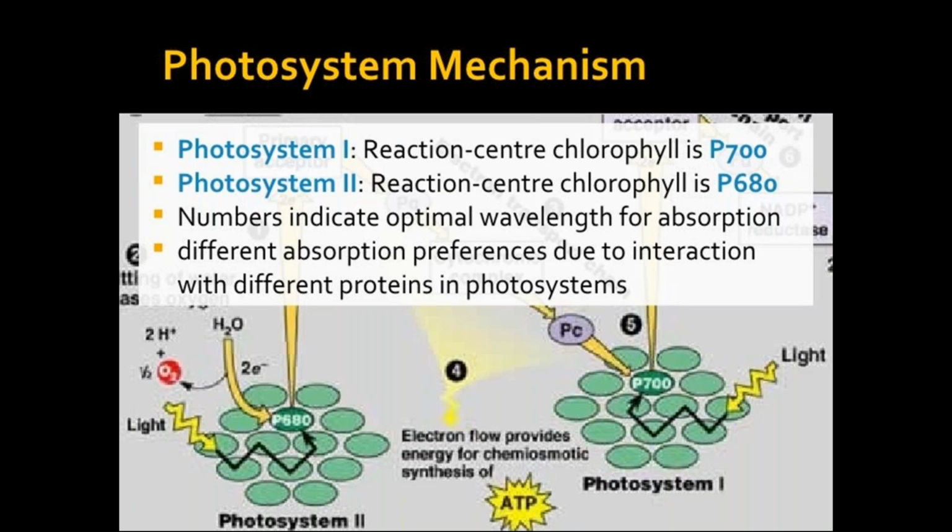Then in light reaction, two photosystems are involved, photosystem 1 and photosystem 2. Photosystem 1 contains the reaction center P700. On the other hand, photosystem 2 contains the reaction center P680. Both photosystems contain different reaction centers: photosystem 1 contains P700, and photosystem 2 contains P680. Okay, I think this is clear to all the students.